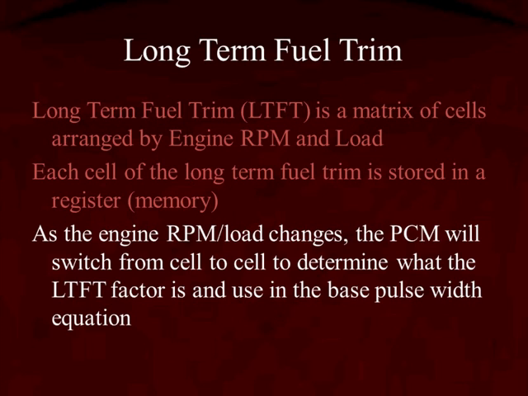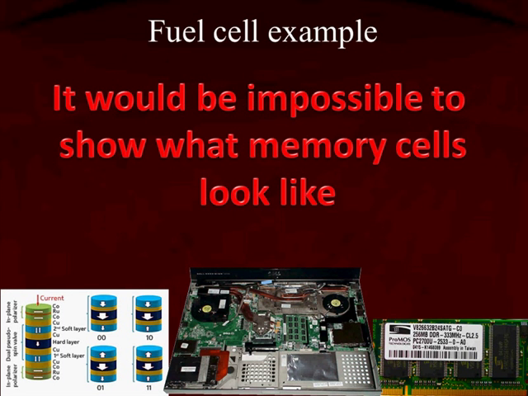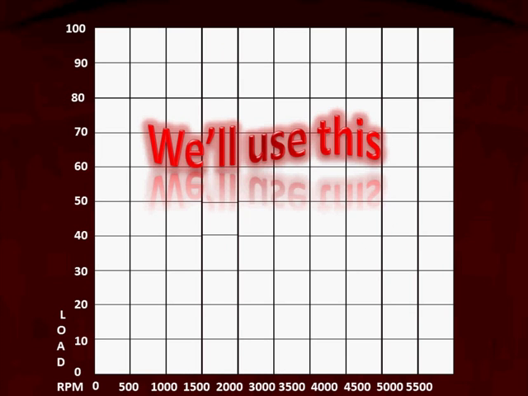As engine RPM and load changes, these cells represent different RPMs and loads, so the computer is going to use this to determine what the long-term factor is and what it's going to use in its base pulse width at that individual cell. Now we can't show you what a long-term fuel trim memory cell looks like, so we're going to draw it like everybody else does.